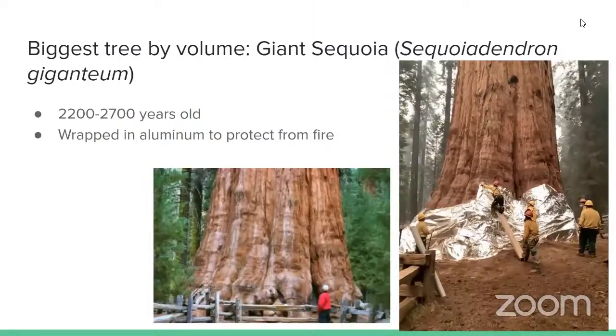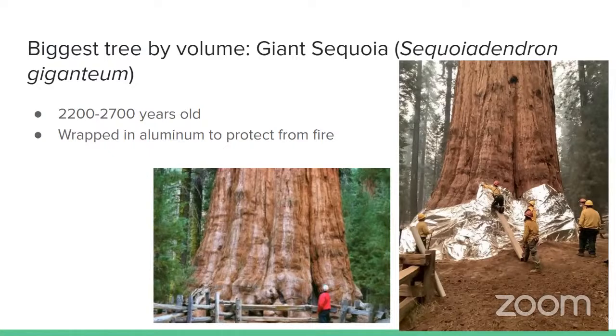If we were thinking about biggest, we might also think about volume, right? So things are tall, things are wide. You can also measure it all together and get a volume. So our biggest tree by volume is the giant sequoia, Sequoiadendron giganteum. This one is thought to be 2,200 to 2,700 years old.